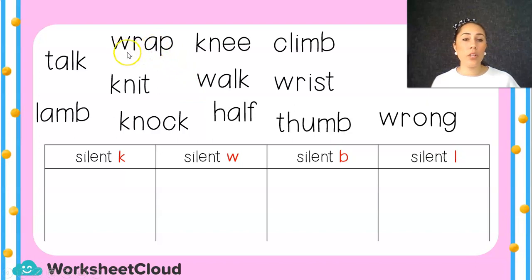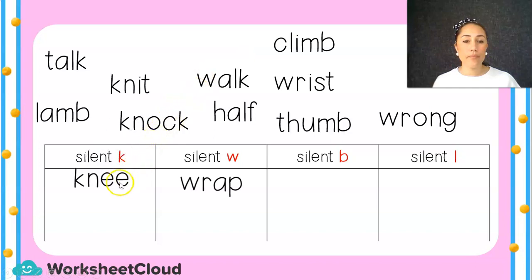Okay, our first word is going to be the word wrap. Where do you think I need to move that one? He has a silent W. So let's move him to the right block. And here we've got the word knee. What does he have? A silent K. And our next one is the word climb. And he has a silent B, yes, at the back.